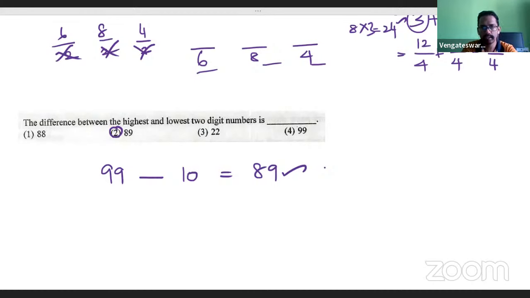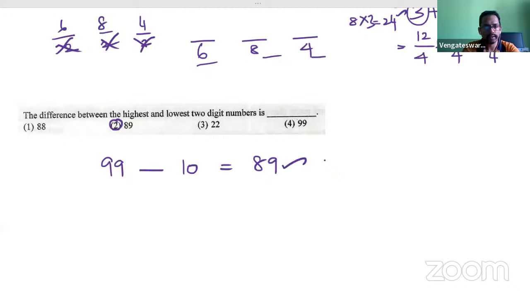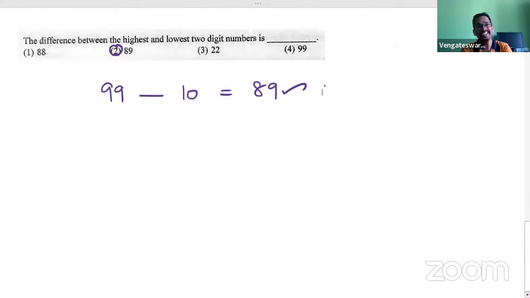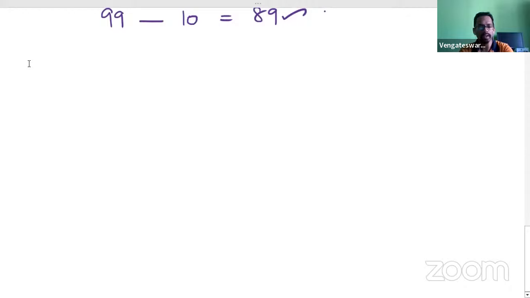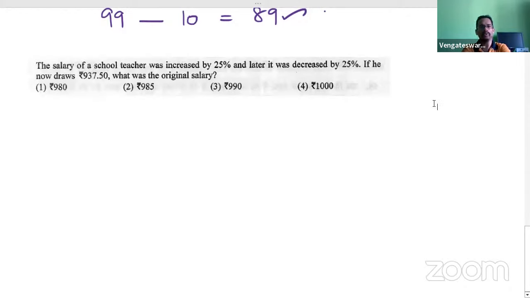Let's try another question. Now this is based on percentage increase and decrease. Let's try a question from percentage increase and decrease, which is very frequent. Very often you can see questions based on these percentage changes. So let me throw a question from this. Here is the question.